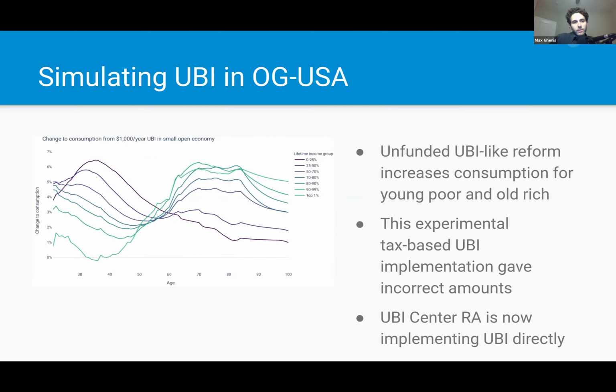So we found some interesting results when we simulated UBI. For example, consumption increased most for the poor when they're young and the rich when they're old. And overall, it's progressive. This was based on a pretty experimental implementation of UBI in OG-USA based on taxes. And we found some problems with that. So I'm really excited that we now have a research assistant who is implementing UBI directly into this program. So we're giving back to the open source community in that way.